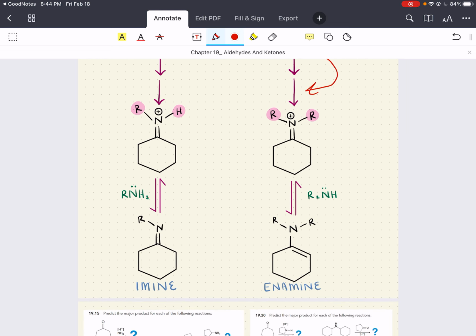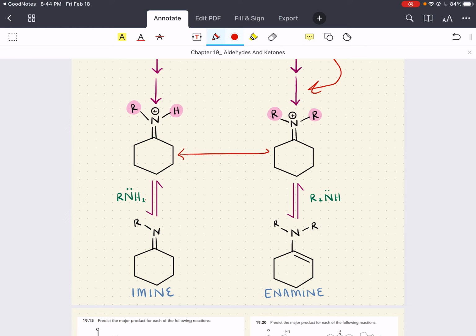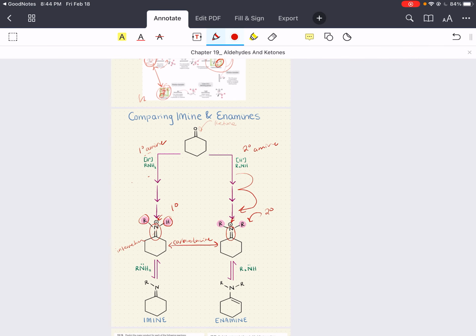All right, and then you form this intermediate that we call the carbonyl amine, I'm sorry, the iminium, where the only difference here, again, is a double bond to a nitrogen that has a positive charge. The only difference is this is a primary iminium, and this is a secondary, all right, and this is our intermediate step.